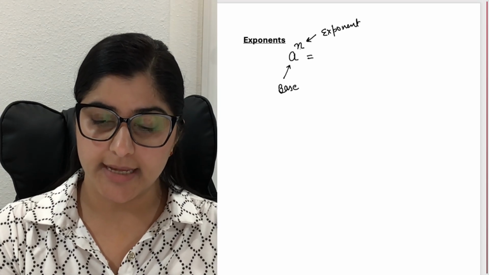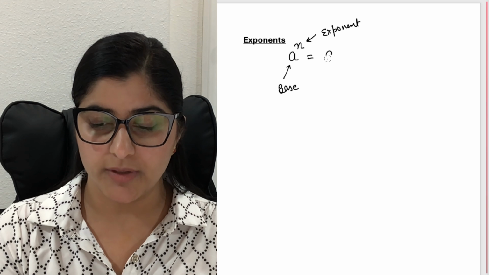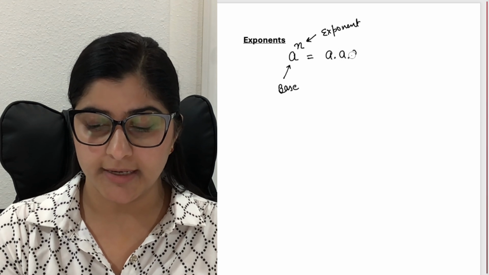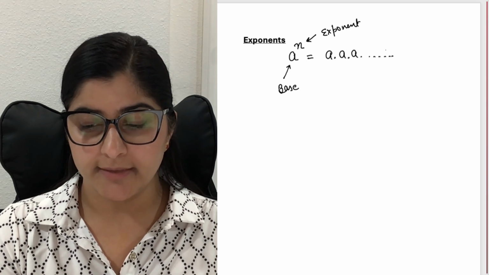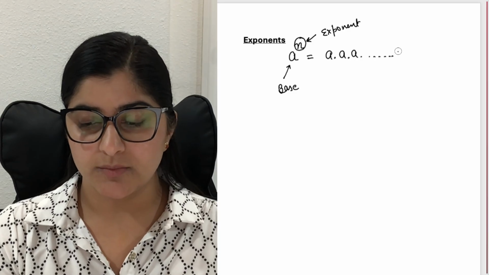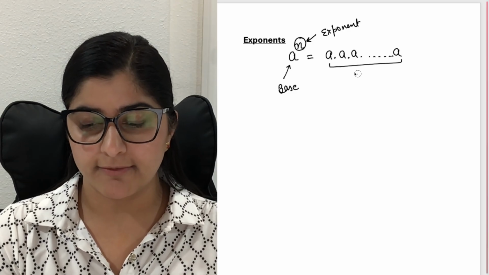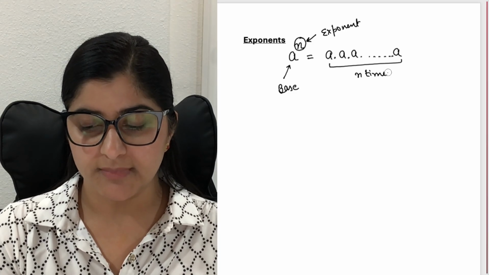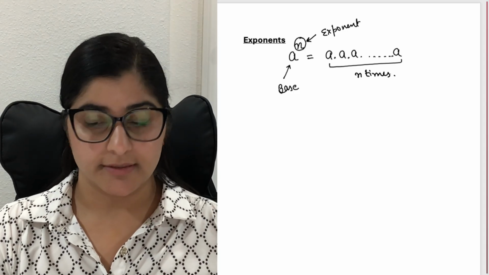If something is written as a to the power n, that means we are multiplying a by itself. How many times? The exponent tells us we are multiplying a by itself n times. So it is in the power.